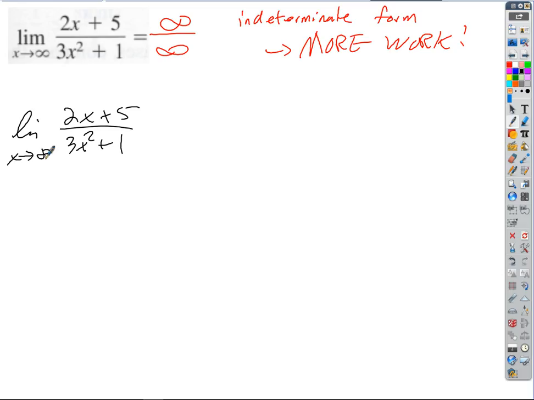Let's do it with the biggest power of X that shows up in either the top or the bottom. You could prove this, that would work too. We could take an X out, and that would work also. This, I think, maybe is a little bit easier. If we factor out an X squared from the top and the bottom, you tell me what's left over.